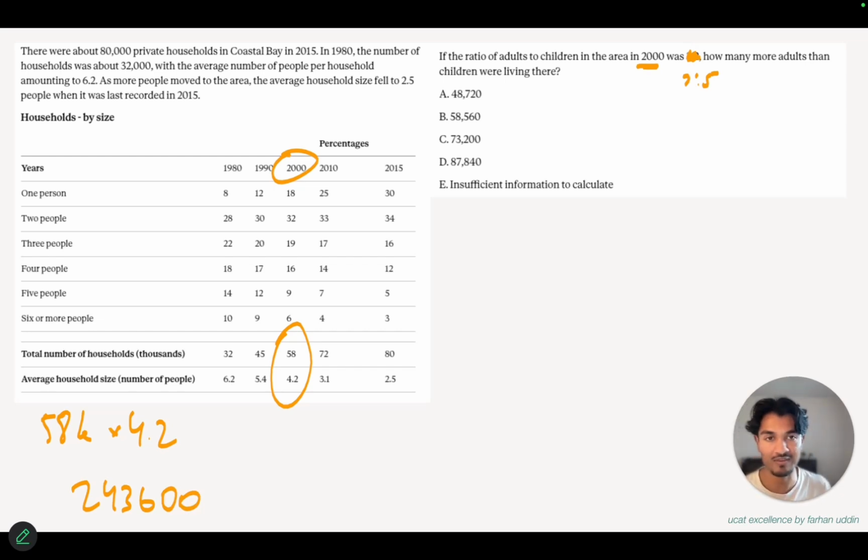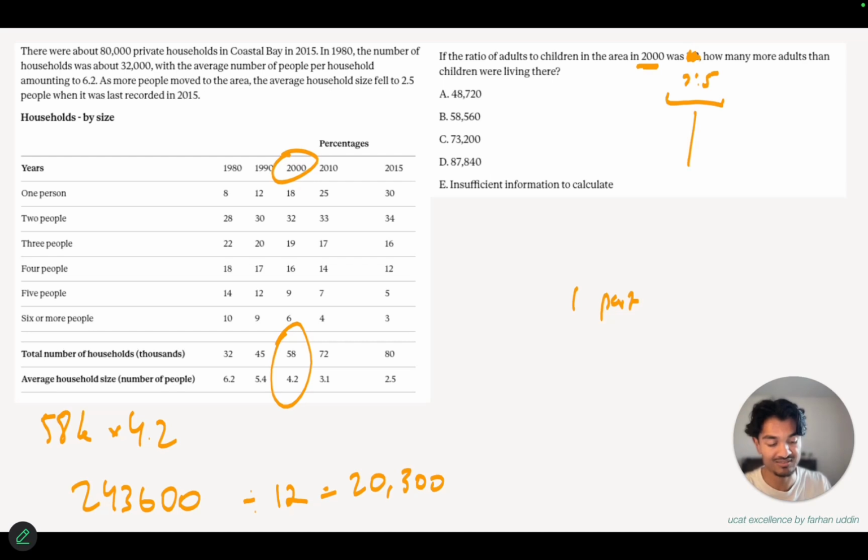So the way we figure this out is what I like to do is I like to take the sum of these two numbers. So 7 and 5 gives us 12. So using that number, we'll then divide the population by that number. So 243,600 divided by 12 gives us 2,300. Now, the reason I'm doing this is because it allows me to figure out what one part of this ratio is, or like one unit of this ratio.